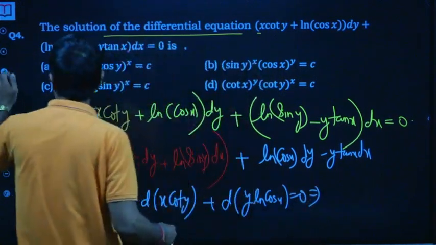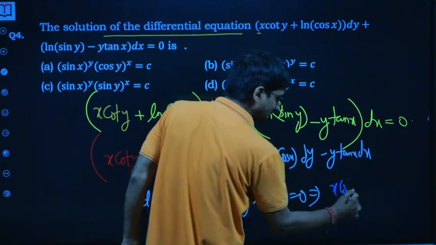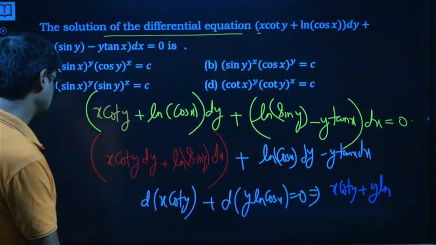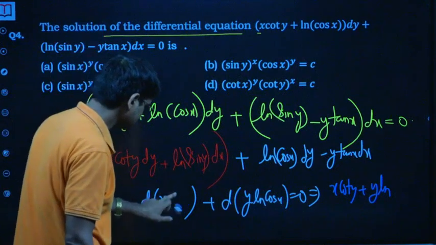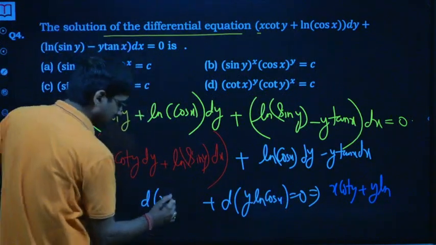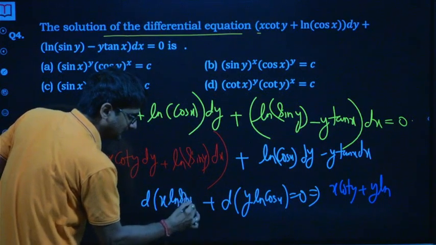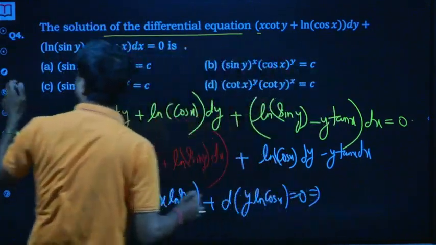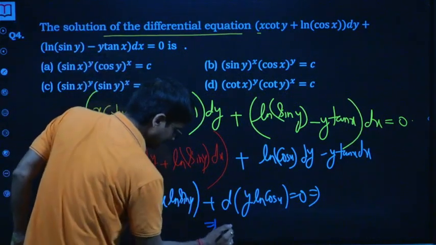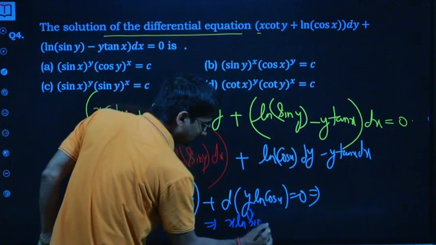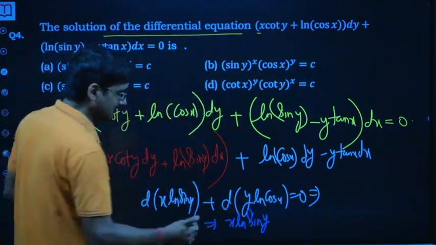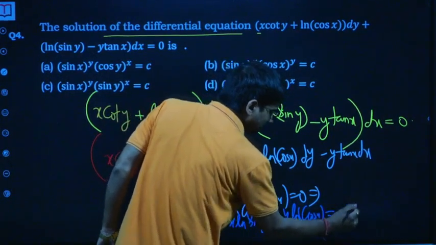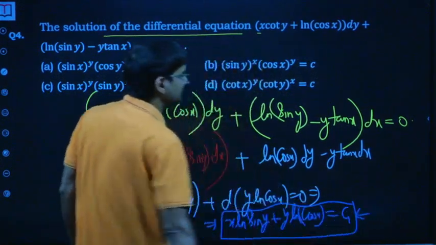Integrating both the sides, what will we get? We will get x times ln sin y plus y times ln cos x, because the integral of dt is t. Plus y times ln of cos x is equal to a constant. Whatever that indefinite integral constant be, that should be the answer.